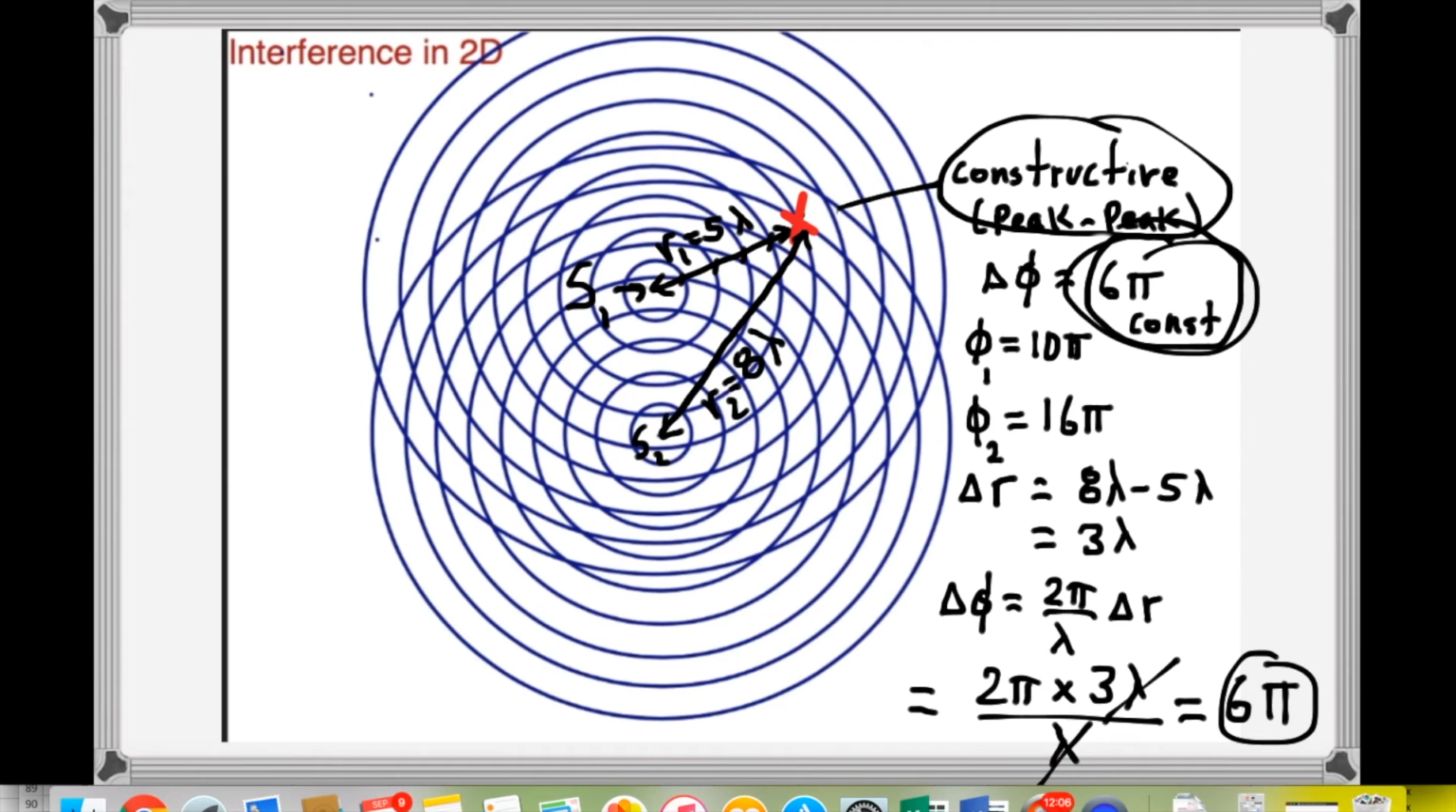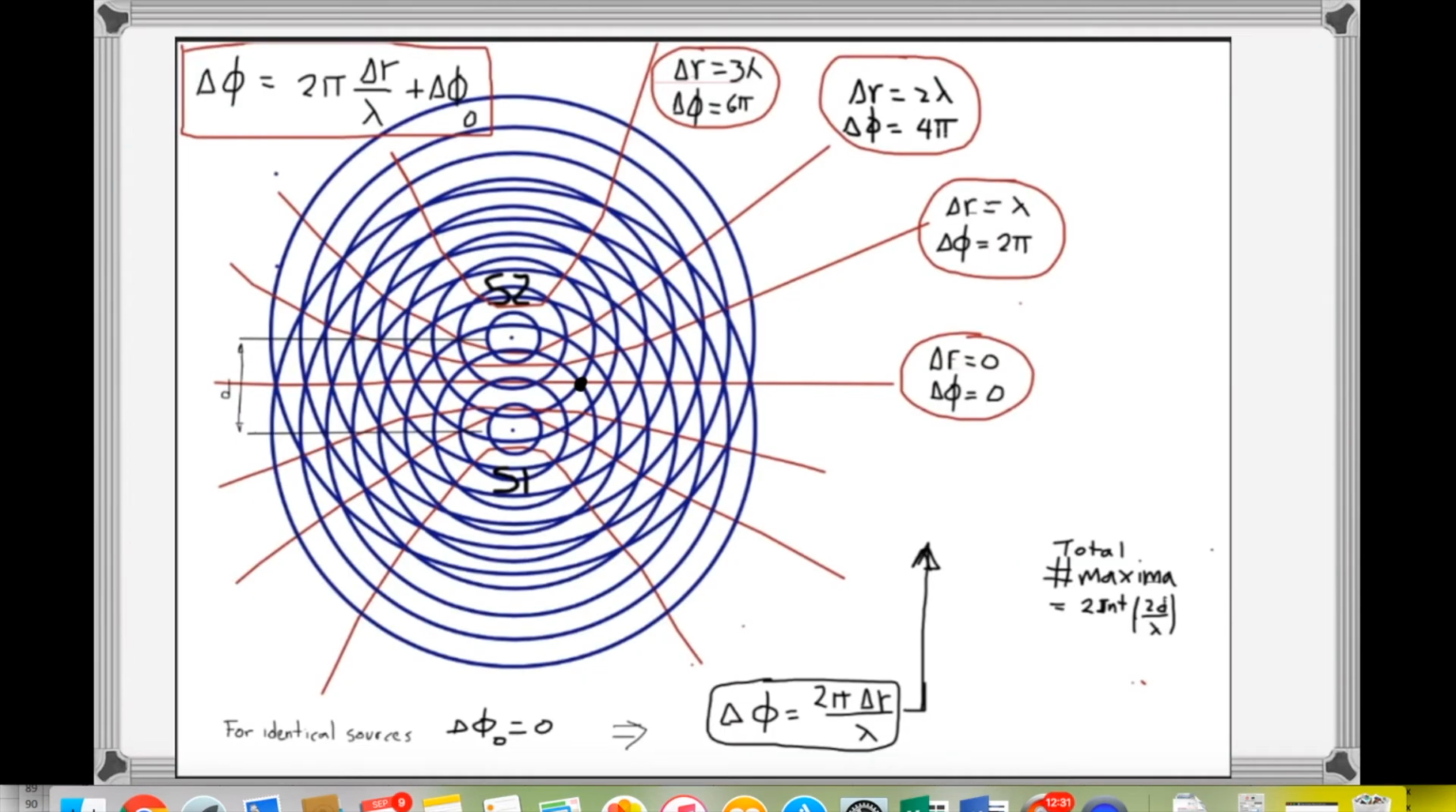So when you have a diagram like the one we just discussed, where we have two sources of waves, S1 and S2, there will be points in space where you have constructive interference, and there will be points in space where you have destructive interference. In this diagram that you're looking at right now, you see the red lines. Those represent the points along which we have constructive interference.